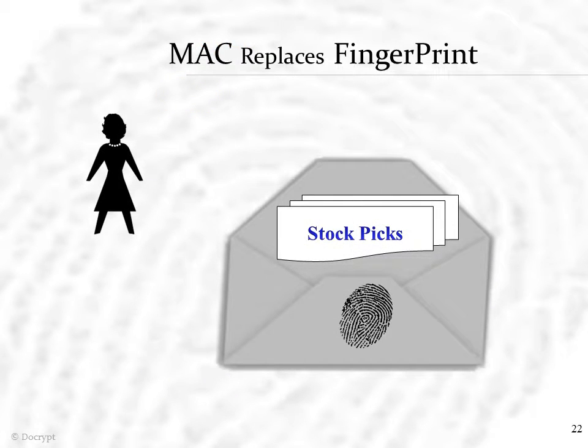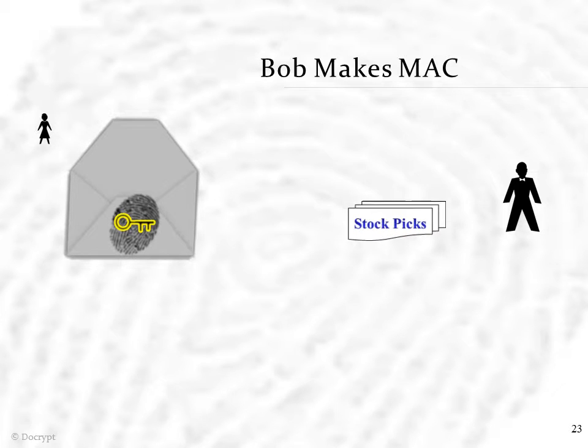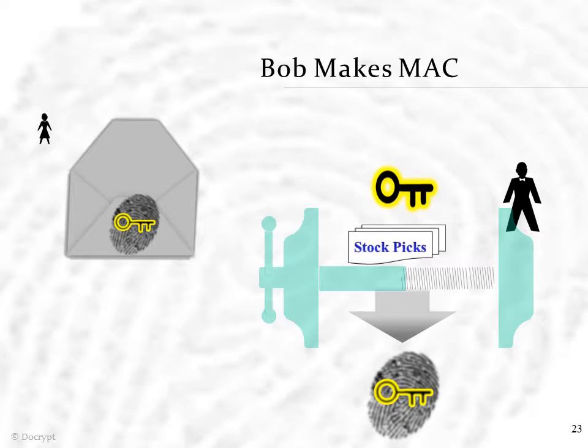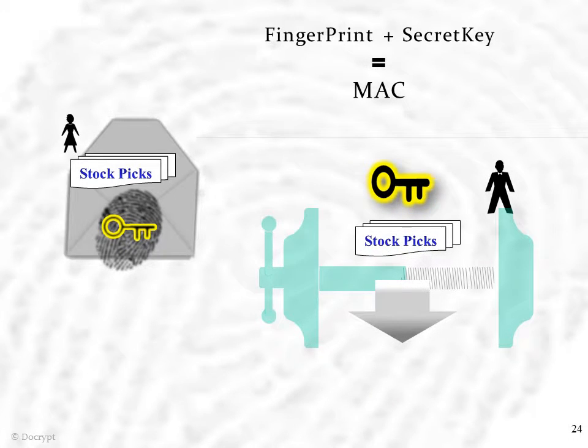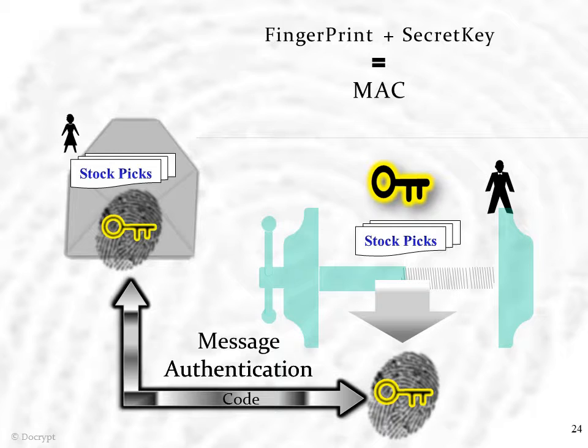She redoes her email, except she replaces the fingerprint with the MAC that she just made. Bob does the same thing as last time, except this time he adds his copy of Alice and his shared secret key. Only the secret key that he shares with Alice will make the identical MAC that Alice made. It's called a message authentication code because after the matching process, Bob is assured that the same person that had his shared secret key made this MAC.